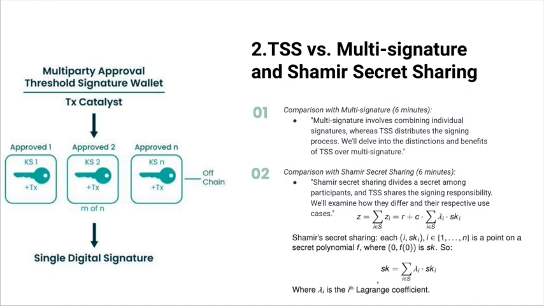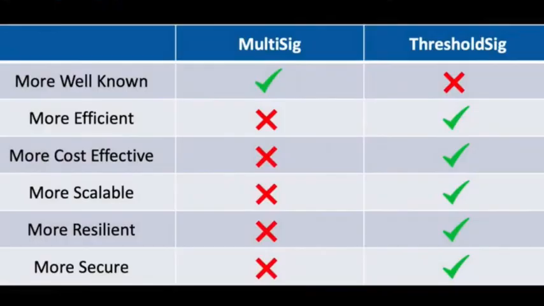TSS versus multi-signature and Shamir secret sharing. Comparison with multi-signature. Transitioning into the comparative phase, let's juxtapose threshold signatures with the conventional multi-signature scheme. When it comes to security for cryptocurrency wallets, there are really two different multi-party approval scheme options, multisig and threshold sig. Clearly, multisig is far more well known because it's been part of the cryptocurrency specification since the year 2008.